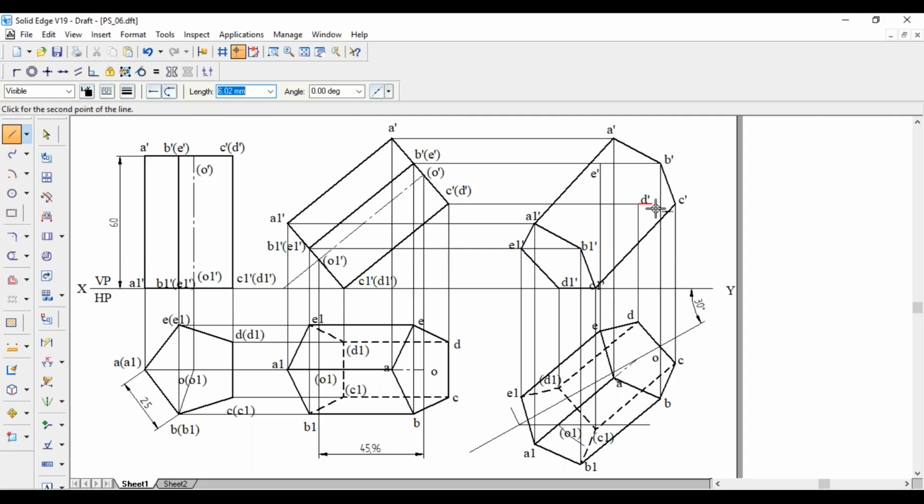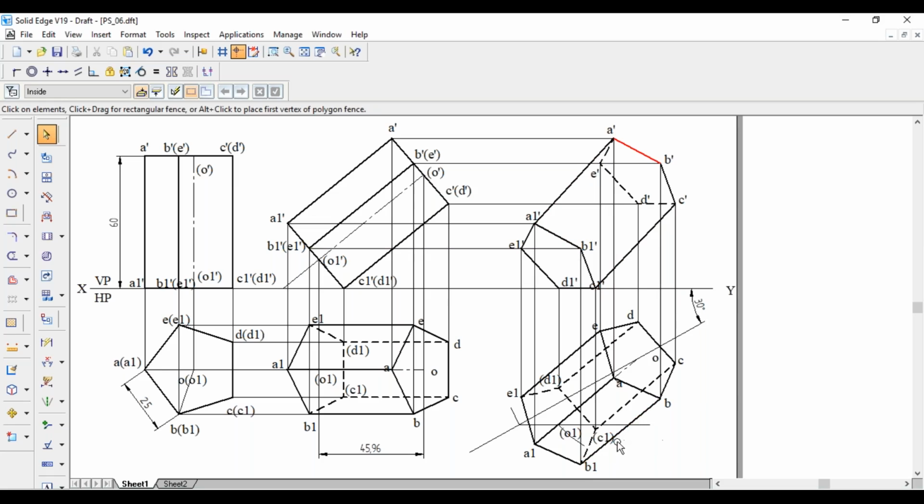D dash to C dash, D dash to E dash, and A dash. All these three are invisible. Show with dotted lines. So bottom and top faces are over. Now we are left with longer edges. So we have already joined two longer edges, that is the A dash A1 dash and C dash C1 dash. Now we will go through one by one.